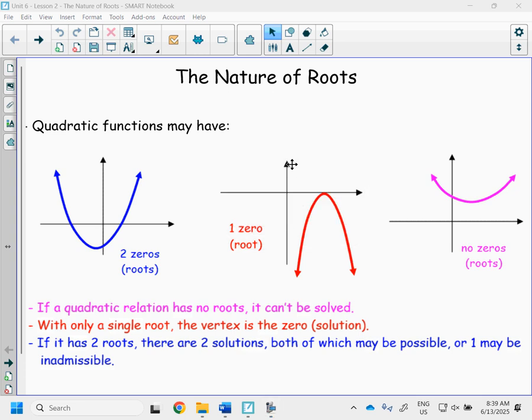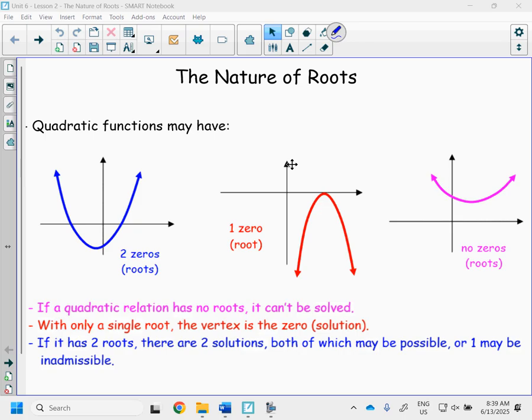In our last lesson, we started looking at solving quadratics. Today, we're going to take a deeper dive into that because not all quadratics can be solved, and sometimes it's helpful to recognize how many solutions you could possibly have before you even start the problem. For instance, if you can't solve it, why bother trying? So, take a look at the screen right here.